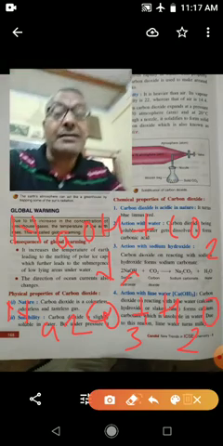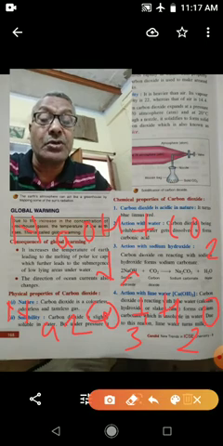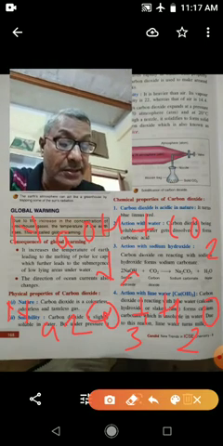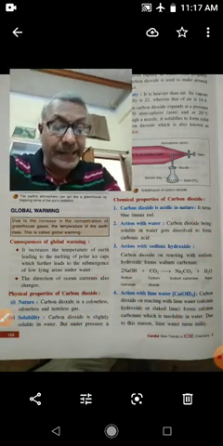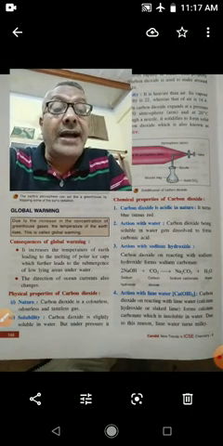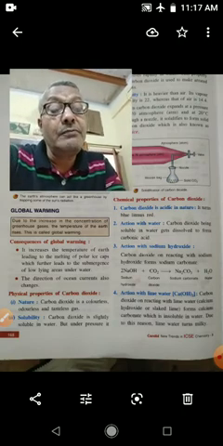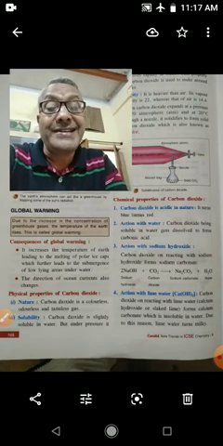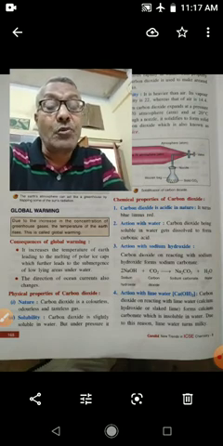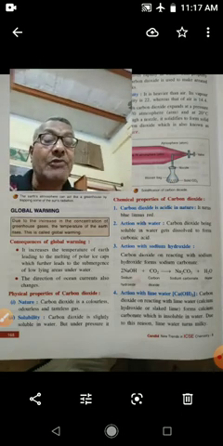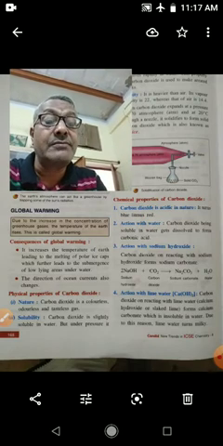This is the reaction for formation of sodium carbonate. Carbon dioxide reacts with sodium hydroxide to produce sodium carbonate. Next is action with lime water. Carbon dioxide reacts with lime water to produce calcium carbonate, and calcium carbonate is insoluble, therefore lime water turns milky. So this is used for testing carbon dioxide also, because carbon dioxide turns lime water milky. So why does lime water turn milky? Because carbon dioxide reacts with calcium hydroxide to produce calcium carbonate and water.